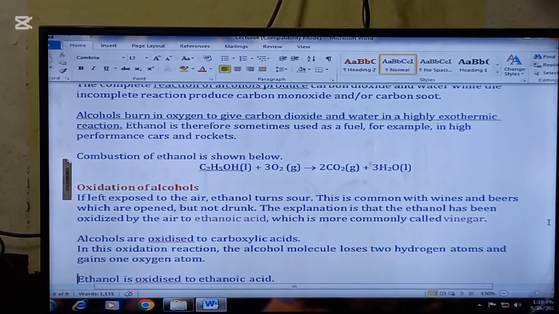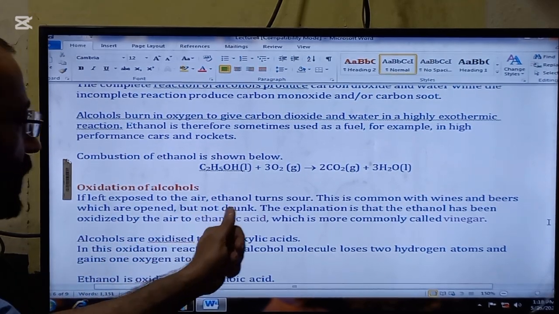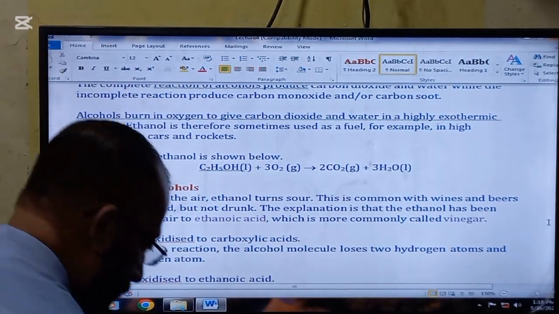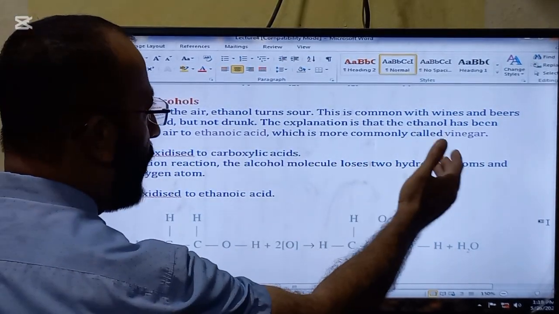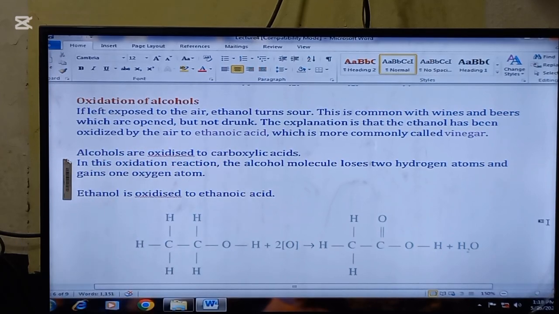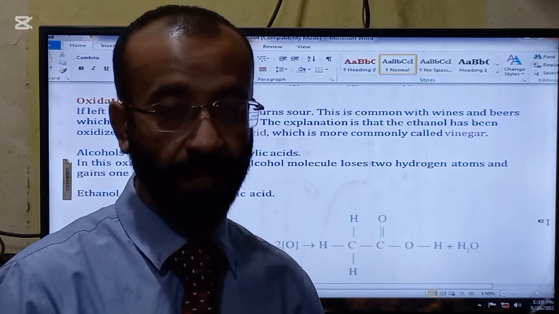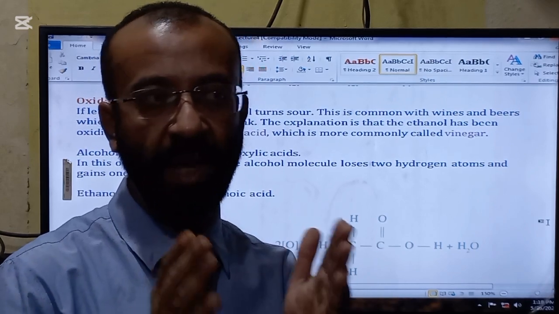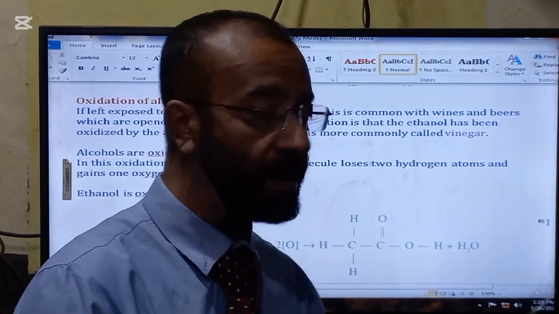Oxidation of the alcohols. This is the second reaction of the ethanols. If left exposed to the air, ethanol turns sour. This is common with wines and beers which are opened but not drunk. When beers and wines are opened but not drunk, meaning left in the atmosphere, they will turn sour after some time.